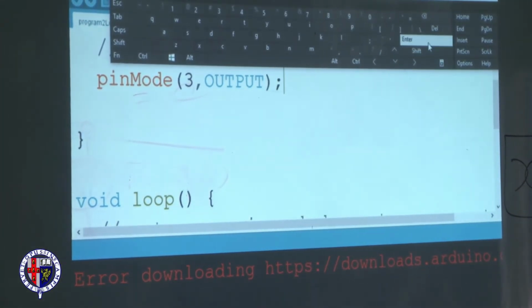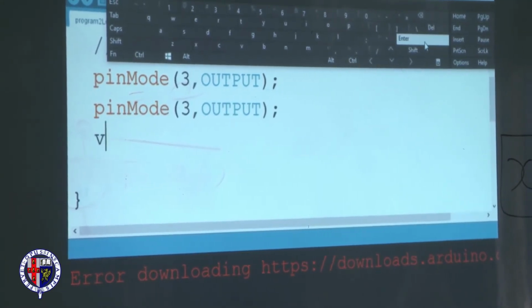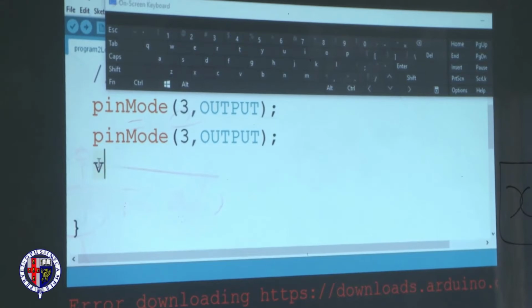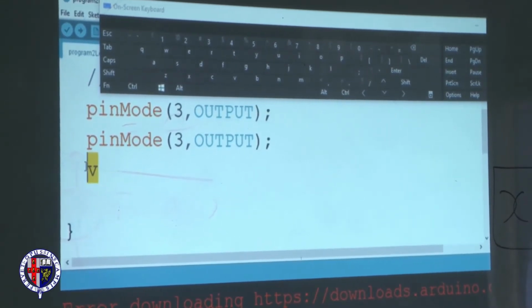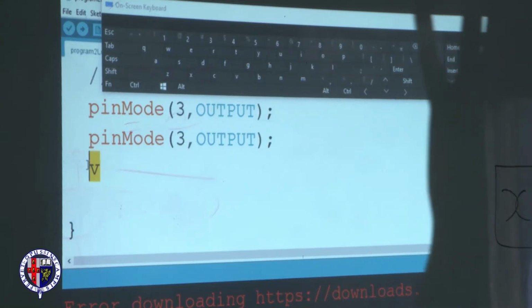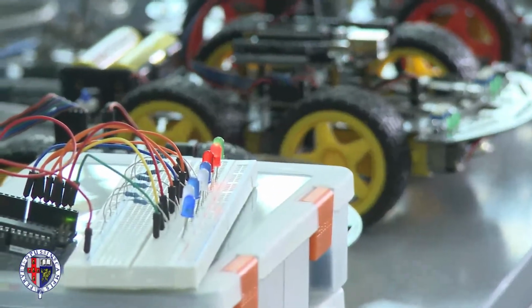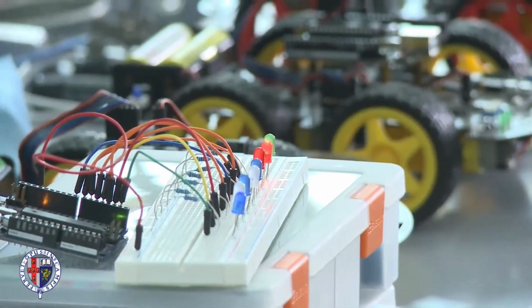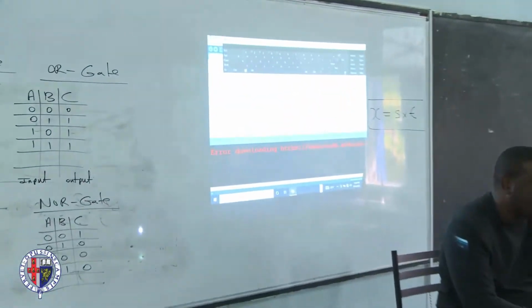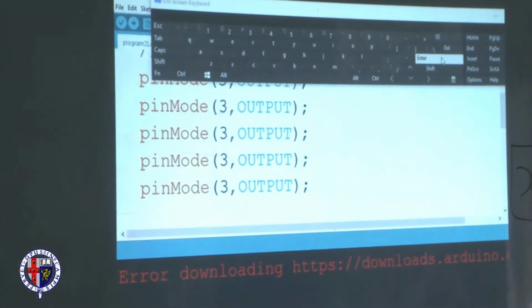Alright, so I'm going to configure all of these pins. I have 1, 2, 3, 4, 5, 6, 7, 8, so I'm going to have 8 pin modes. I have to configure all of the pins to be output so that all of them can be activated. So I'm just going to copy and paste, and then put in the right pin numbers. I'm just going to have 8 of these.